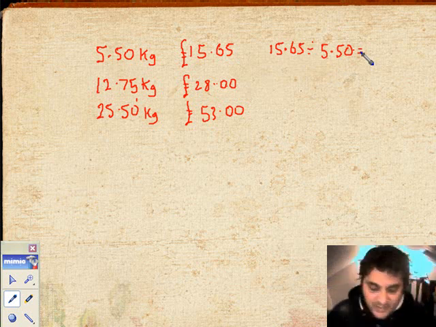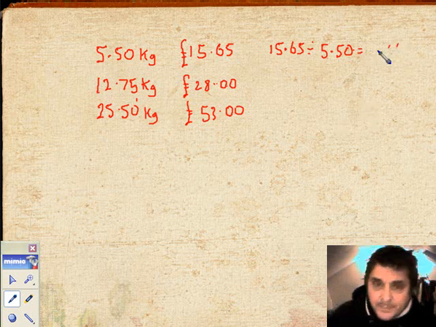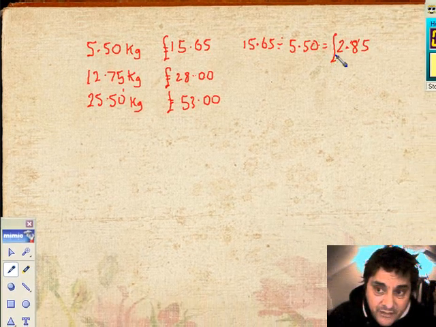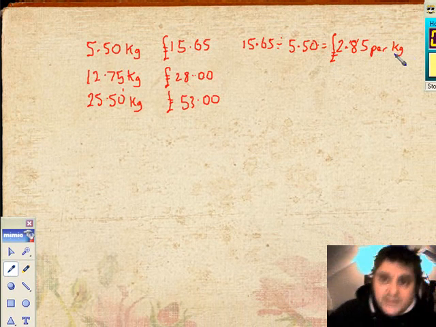So £15.65 divided by 5.5 kilograms gives me 2 pounds. I suppose the nearest penny, if you look at it very carefully, is 85p, so it's £2.85 per kilogram. That's that one. Do the same with the other two.